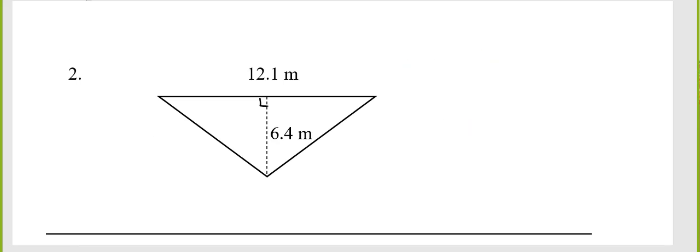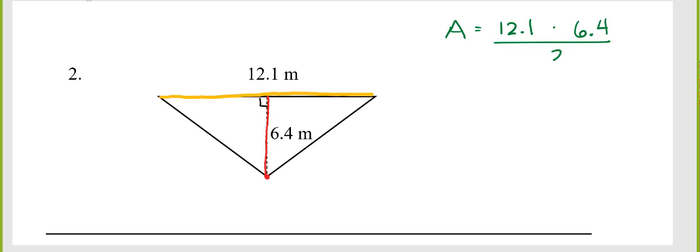Go do number 2. We've got to locate the measurements first. What is the base? This triangle is kind of upside down, right? So here's the base, 12.1. For the height, we locate the other vertex, drop a line straight down to the base, perpendicular to the base. That's our height. So our formula says do base, 12.1, times the height, 6.4, and then divide that number by 2.